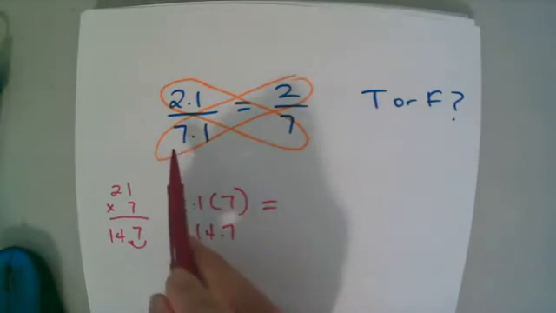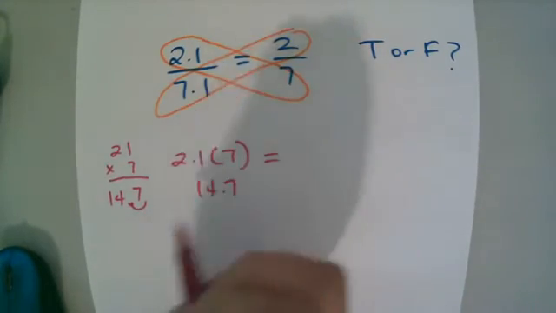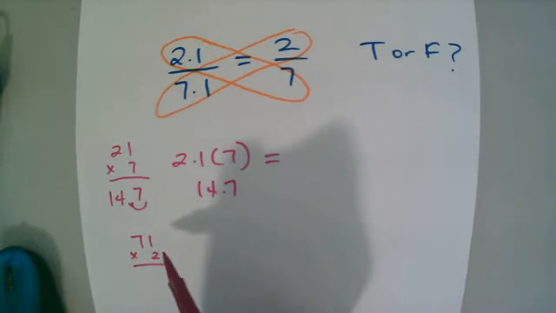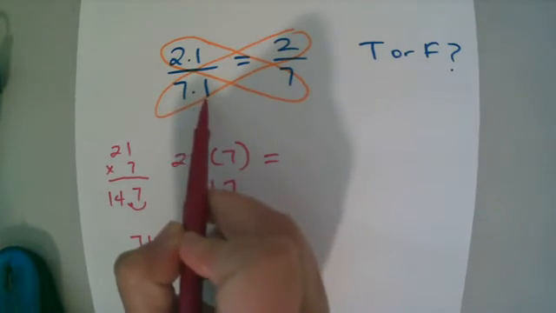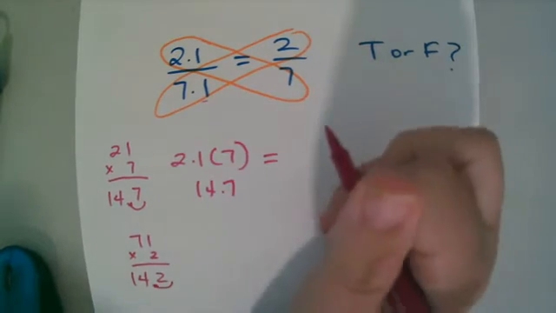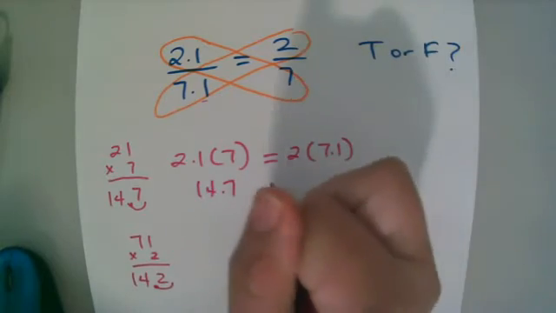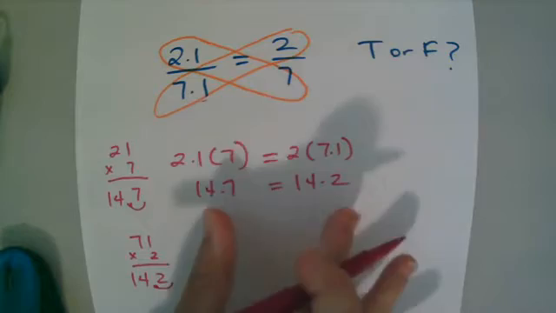All right, now let's figure out what is 7.1 times 2. So again, I can ditch the decimal. It's just 71 times 2. 2 times 1 is 2. 2 times 7 is 14. There's one digit to the right of the decimal here, so 14.2. So 2 times 7.1 equals 14.2. So is this a proportion?